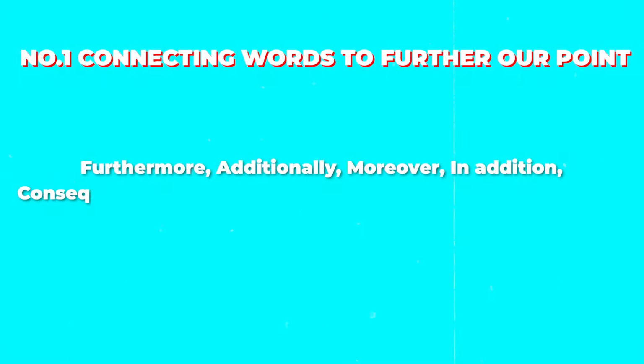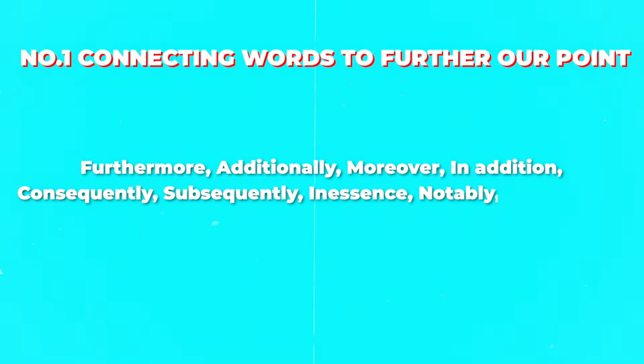So let's look at connecting words to further our point. So we're adding on to the point we've already made, which is furthering the analysis. We could use furthermore, additionally, moreover, in addition, consequently, subsequently, in essence, notably, in particular. So all of these words are what we can use to add on and further our point. Now, this is what it would look like in an actual example.